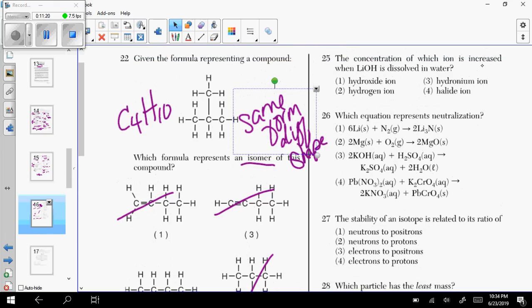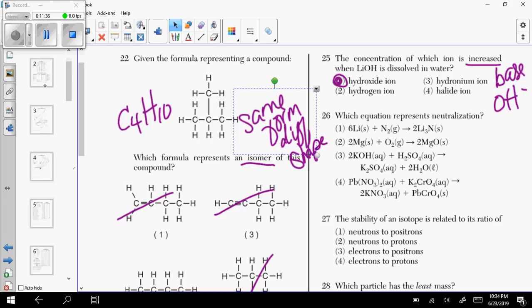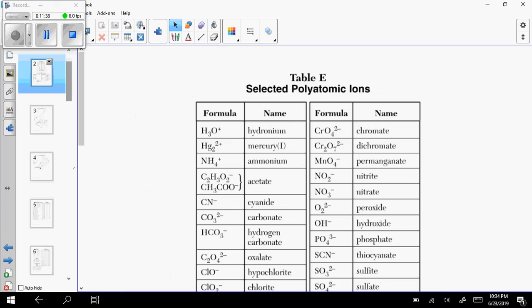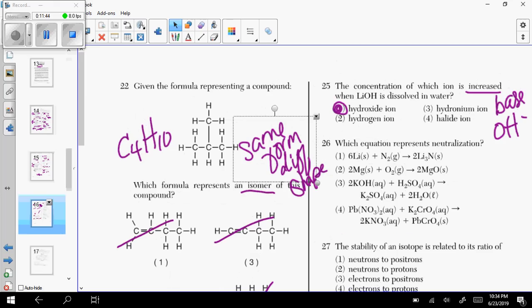The concentration of which ion is increased when LiOH is dissolved in water? So LiOH is a base, and it's going to donate the OH minus. And if you forget that OH minus is hydroxide, you could look it up on table E. So table E, here it is, OH minus hydroxide. It's a base, a metal and an OH.